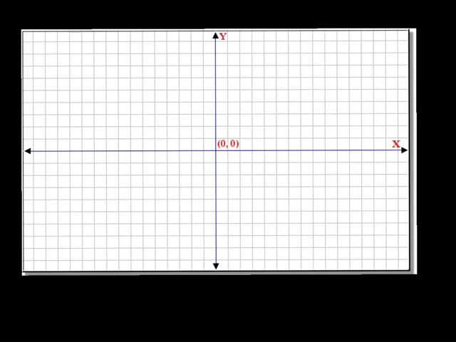42 says a line passes through the point 3, 4. So it passes through this point, 3, 4, and has an x-intercept of 1. So it crosses the x-axis at 1. Draw the line.